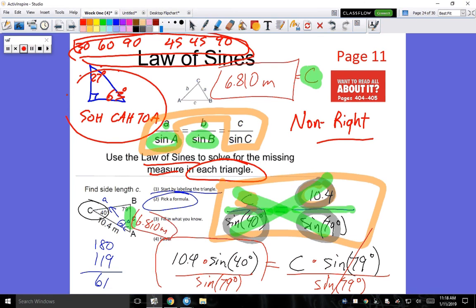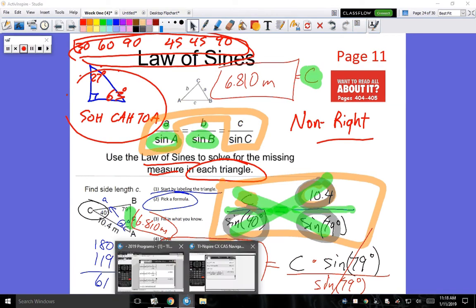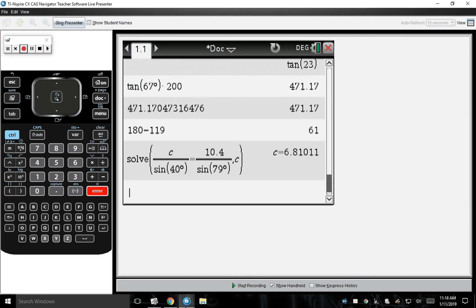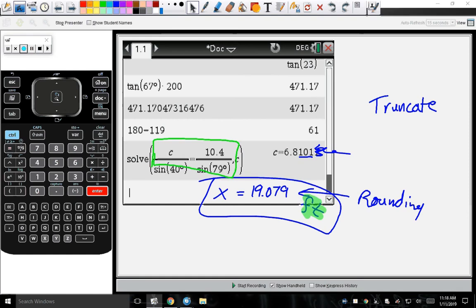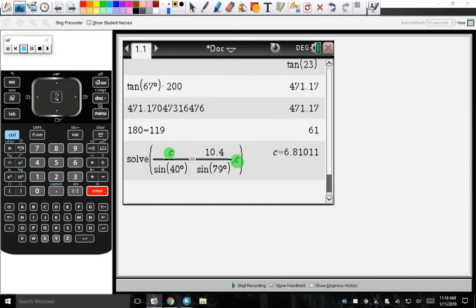Perfect. Now we're going to verify it with Sydney's calculator, see if that's what she got with the solve feature. Bam, that's what she got. Notice that you could put any letter under the sun. You could put theta, you could put x, you could put c. But just like Sydney did, the c has to match up with what you're looking for.